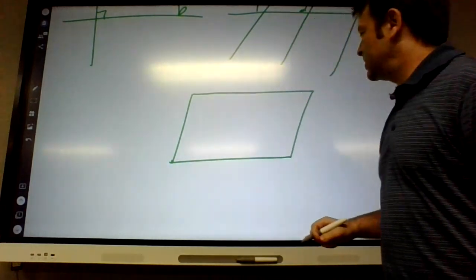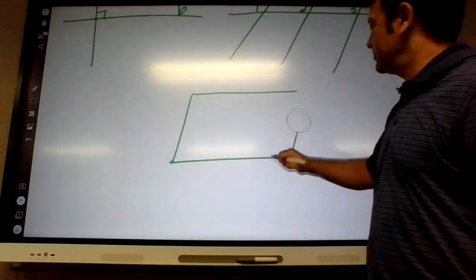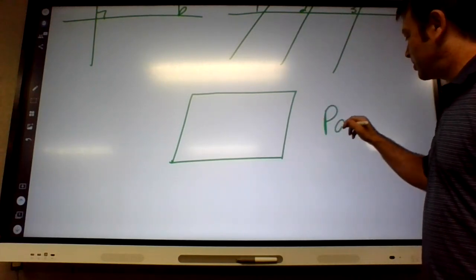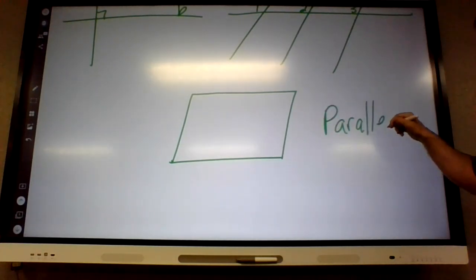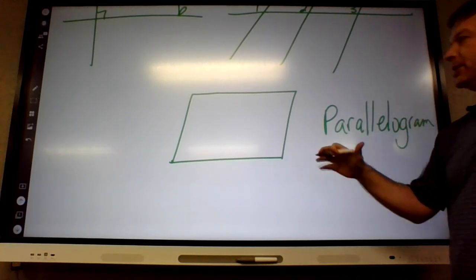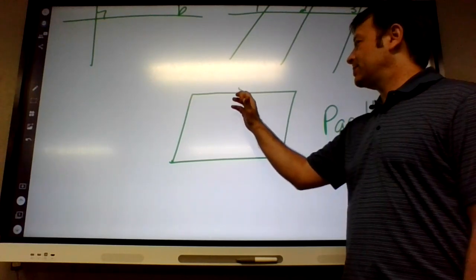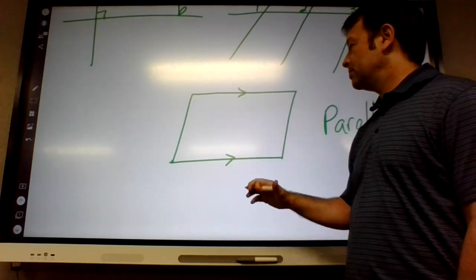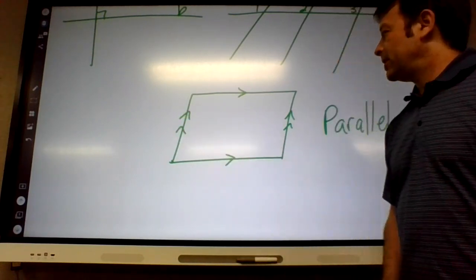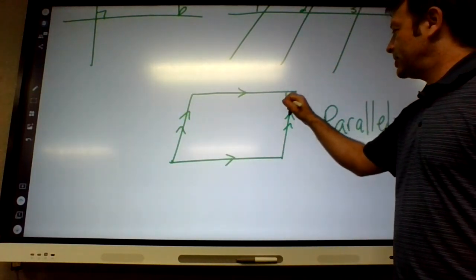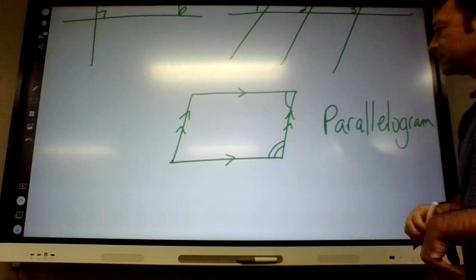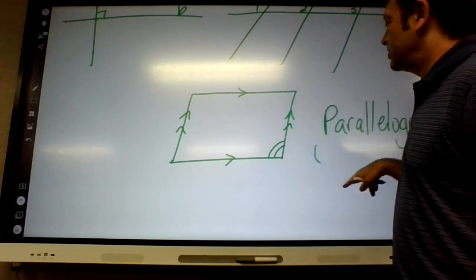Do you guys know what this shape is called, if I drew it right? Yeah, it's called a parallelogram. We're going to have a whole chapter on these, but it's because the opposite sides are parallel. Those two are parallel, and these two are parallel. What do you think we might know about this angle and this angle? They're the same. No, they're not.